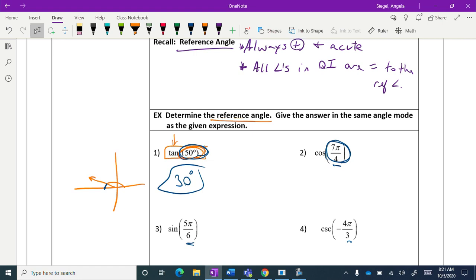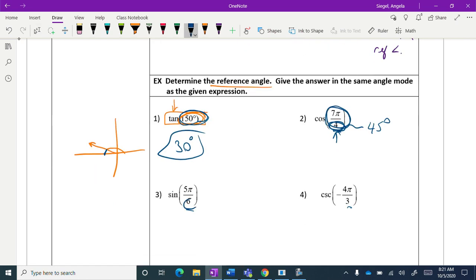Another way to do this, if you're not sure what kind of reference angle it is: if it is over 4, most likely, not always, but most likely, it's going to be some sort of a 45-degree angle. If it's over 6, that is some sort of a 30-degree angle. And if it's over 3, that's some sort of a 60-degree angle.